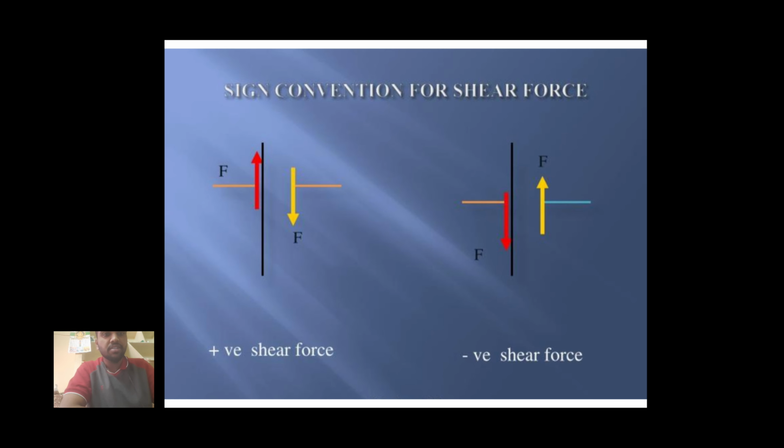Sign convention for the shear force: positive shear force and negative shear force. When we talk about positive shear force, the red indicates upwards and the yellow indicates downwards. When the red indicates upwards and yellow indicates downwards, then it is known as positive shear force. For negative shear force, red indicates downwards and yellow indicates upwards. This is known as negative shear force.